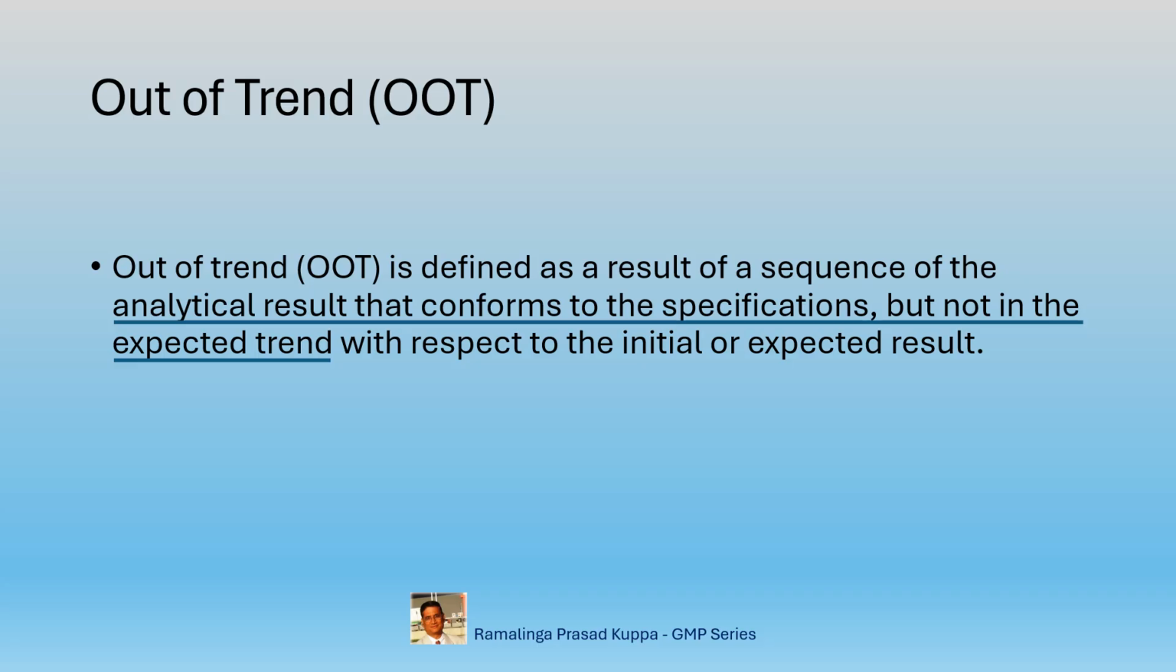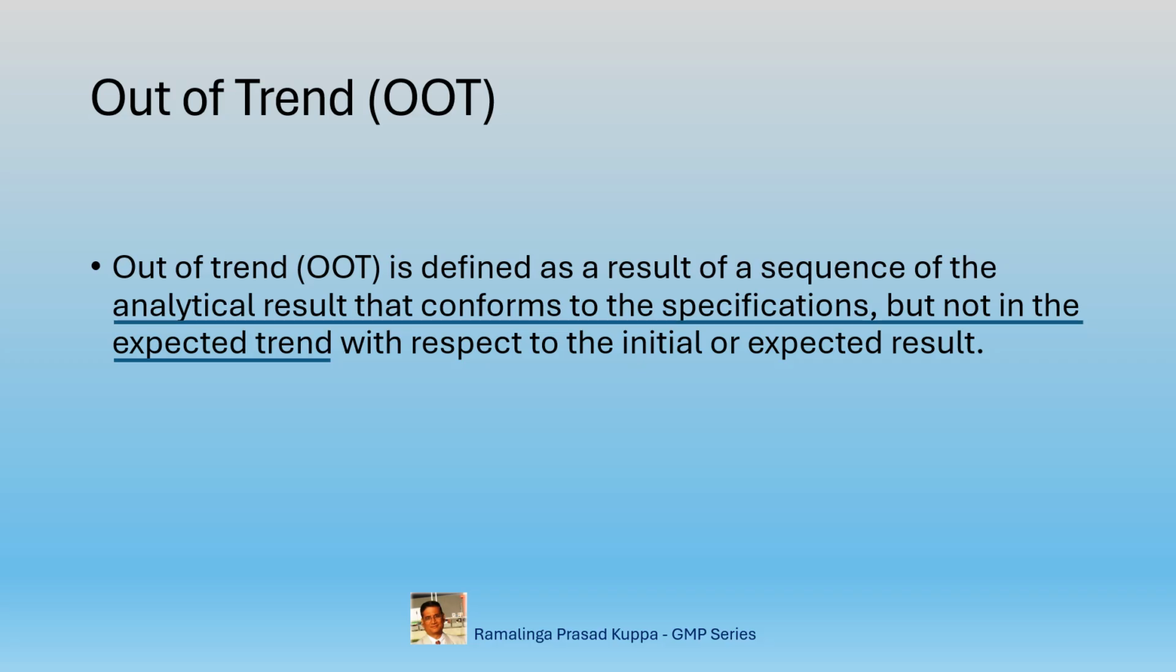When the data is plotted, it shows a definite pattern in the data points. For example, the assay of a product is between 98% and 100%. Generally, you may get a value around 99.5% for many data points. But suddenly, there could be some values occasionally around 98%. This is within the conformance specifications, but it is not within the regular pattern.